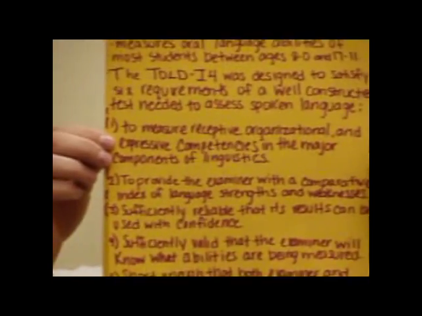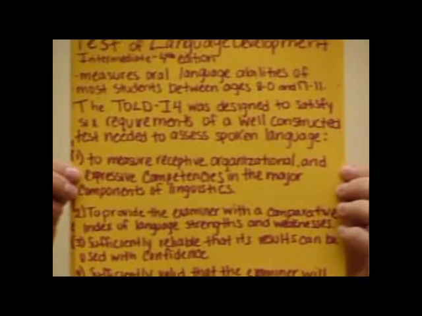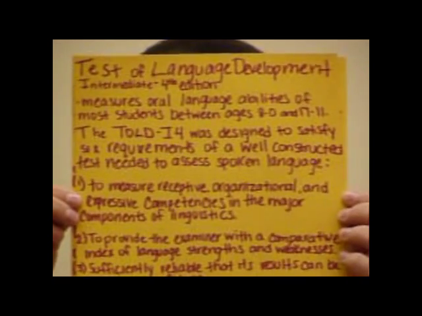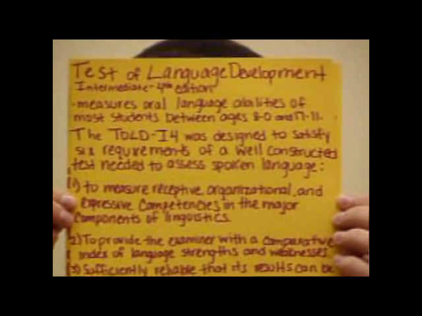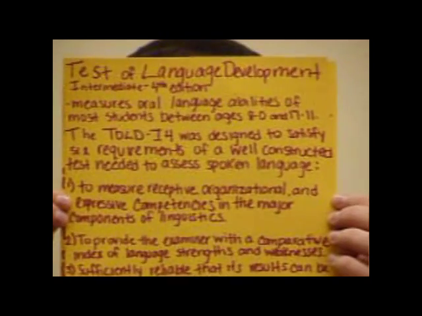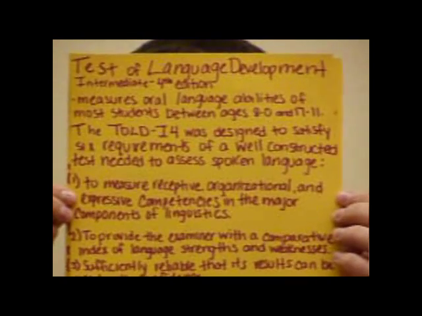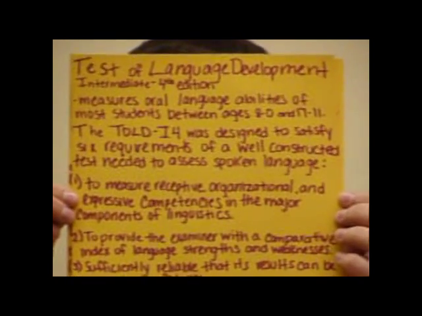Test of Language Development Intermediate, 4th edition. The TOLD Intermediate 4 measures oral language abilities of most students between ages 8 years 0 months and 17 years 11 months. The TOLD I-4 was designed to satisfy 6 requirements of a well-constructed test needed to assess spoken language.